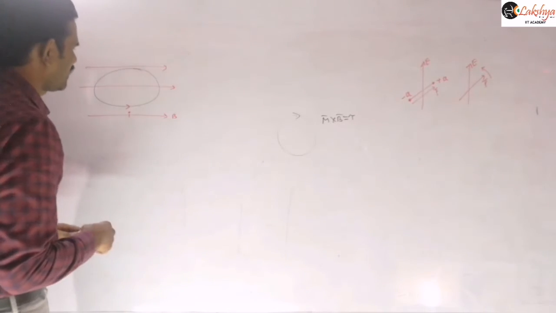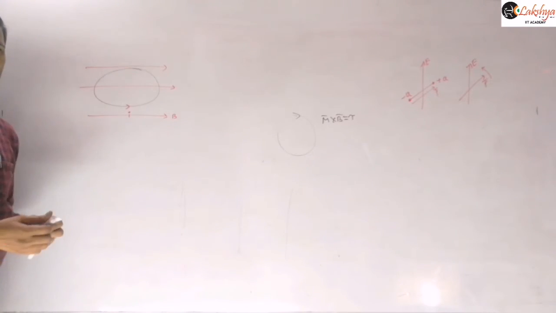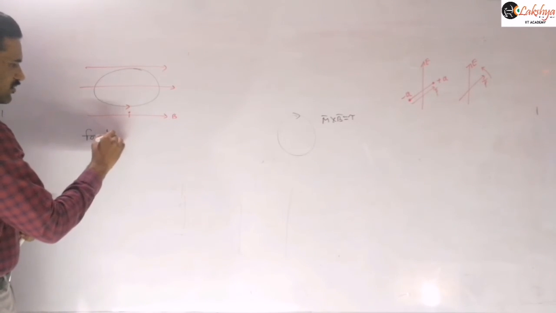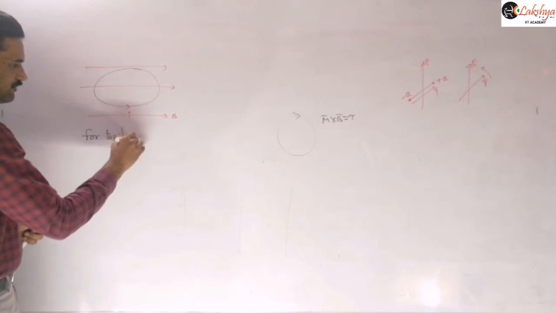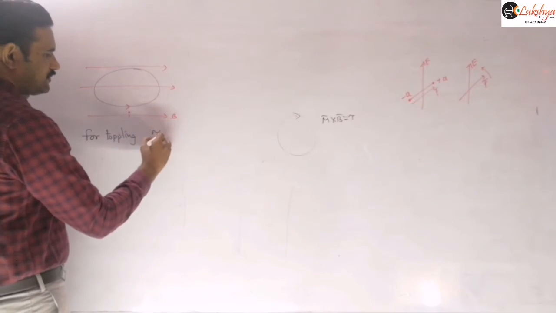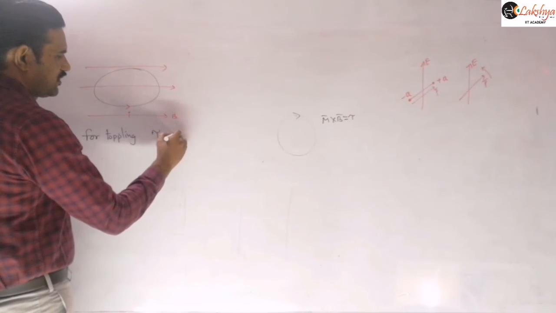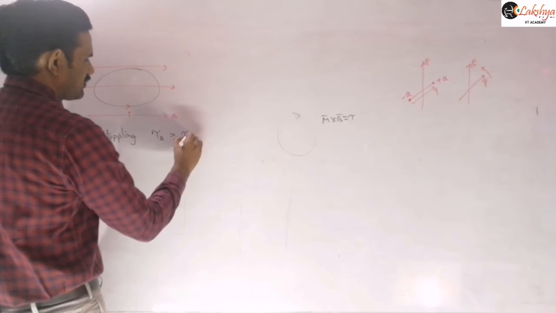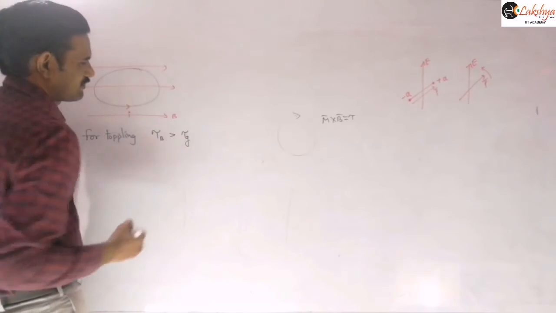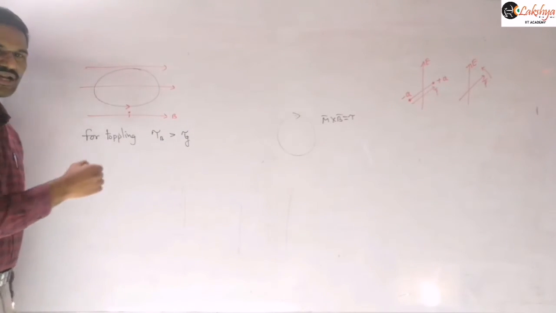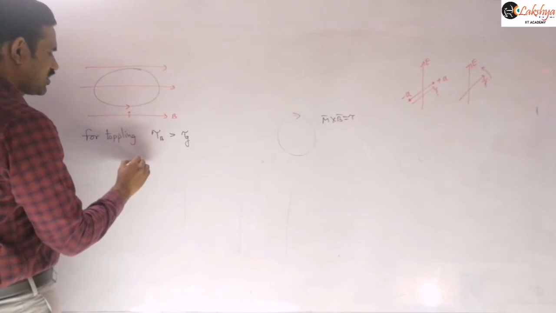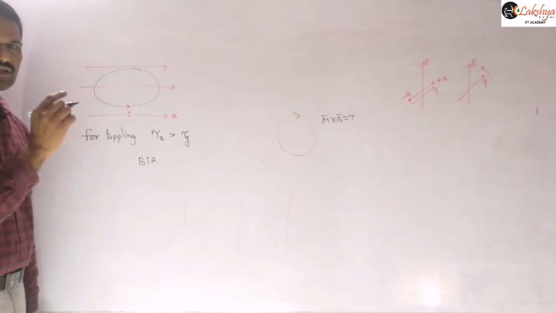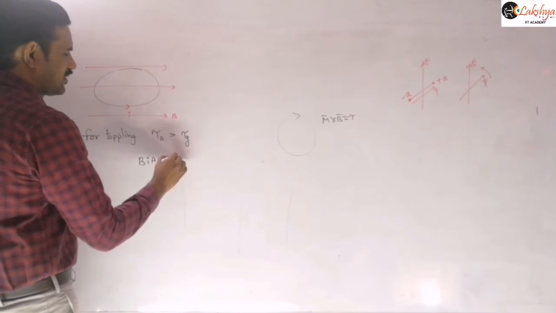For that, the magnetic torque should be equal to the gravity torque. So for toppling, the torque due to this magnetic field should be greater than or equal to the torque due to gravity, because the coil has some weight. The torque due to the magnetic field is BIA, because the N value is 1, only a single turn. So it should be greater than the torque due to gravity.